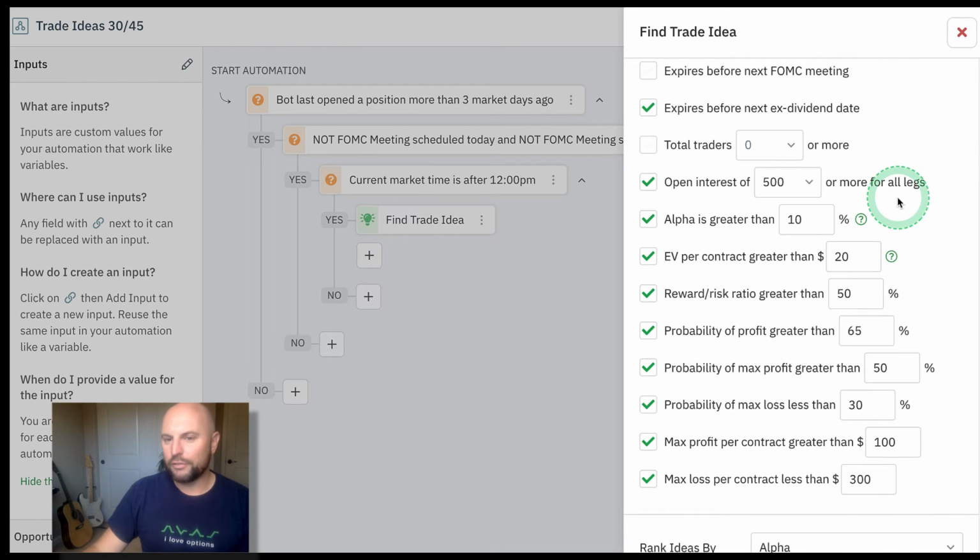I have alpha at greater than 10%, EV at greater than 20, which I might actually scale down a little bit in the future because the data is showing that anything positive EV is returning pretty good results. So I might actually want to lower that a little bit.